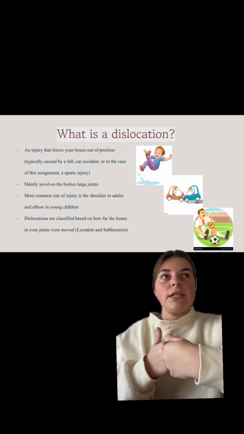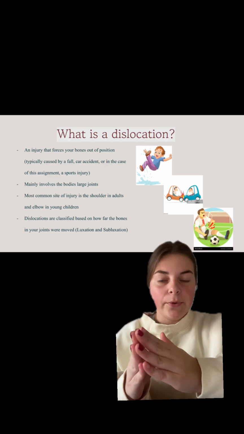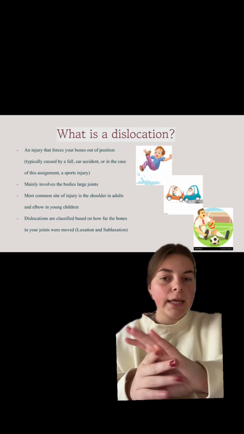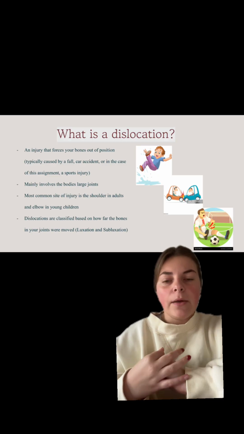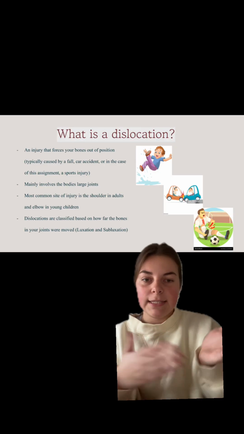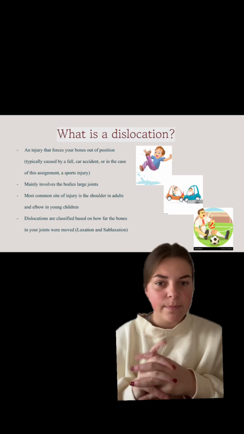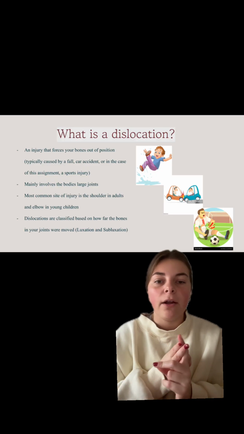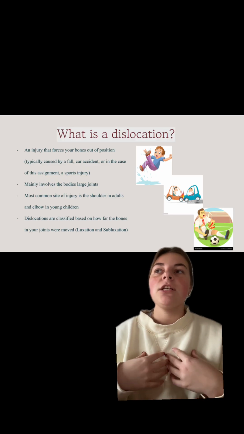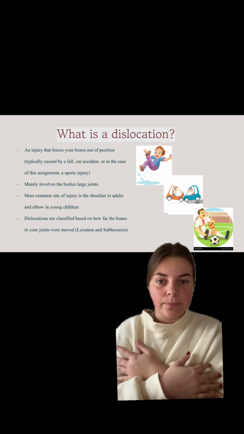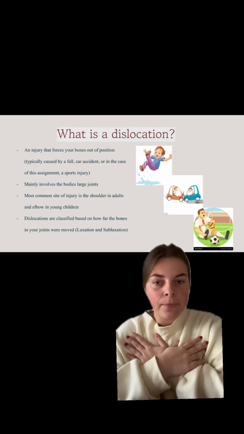So, a dislocation is an injury that will literally force your bone out of position, whether that's out of a socket, out of the joint. And these can be caused, for the case of this assignment, by sports injuries, obviously, but it can also be caused in other ways by slipping and falling off a chair, getting in a car accident, just anything that's going to put force onto your joint bone area.